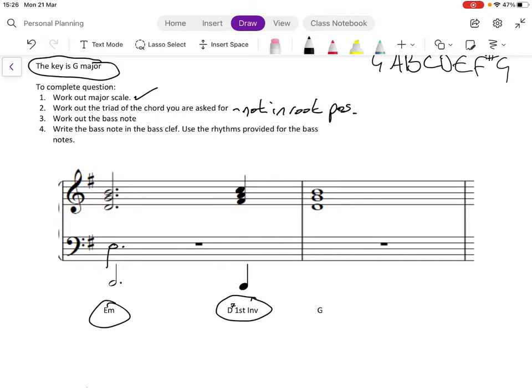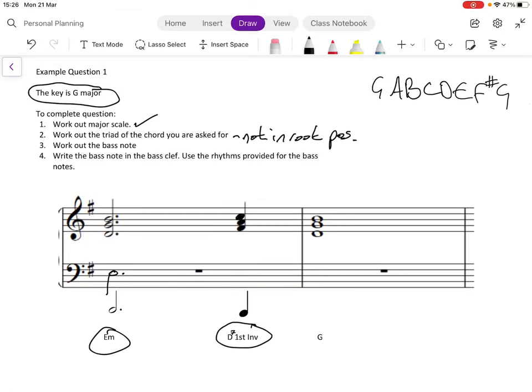Okay. Next, we've got a D7 first inversion, and because this is an inversion, we're going to work out the triad. Now, something that you might not have seen before is this is a 7. When you're doing these questions, just ignore the fact it's a 7. It's not going to affect your answer at all. So don't get put off or confused by that. Just pretend the 7's not there. So we're just going to work out a normal D triad, because it's a D triad we're after.